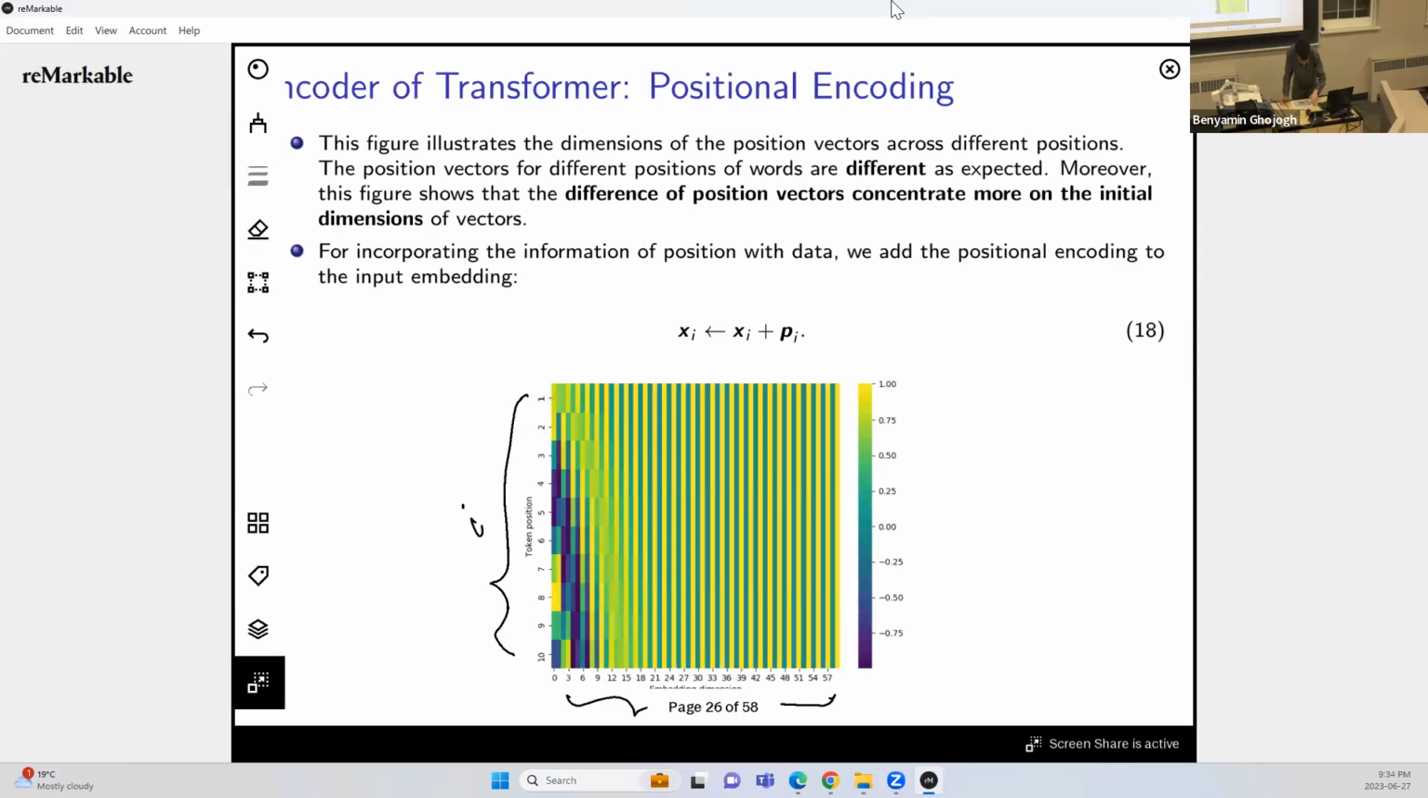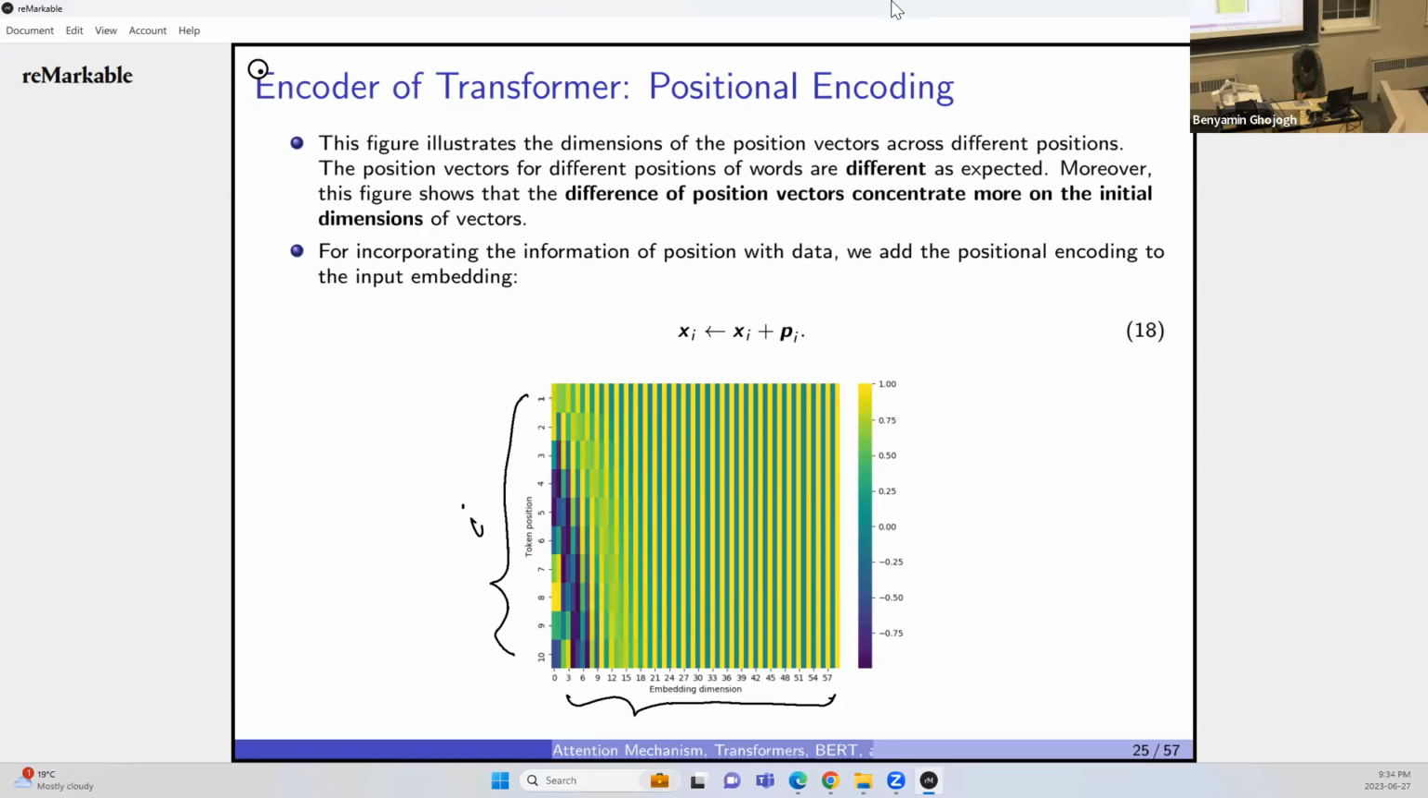So this axis is i, and this axis is the elements of Pi. So this is P1. The second row is P2. Did you understand what I'm saying? Each row is a P vector. The first row is P1, the second row is P2, the third row is P3.